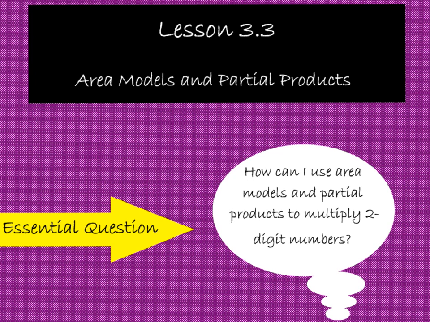Hello, boys and girls. Tonight's lesson is lesson 3.3, Area Models and Partial Products. We are going to be working on page 55 of your Go Math book. Here is our essential question for tonight. How can I use area models and partial products to multiply two-digit numbers? Can you please write down this essential question at the top of page 55 in your Go Math book?